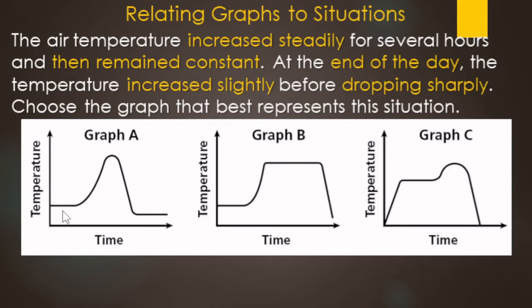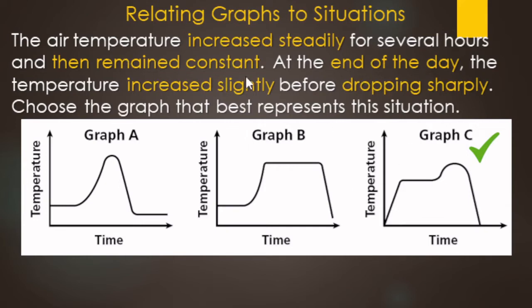So here we go. On this one, the temperature is staying the same, and then it increases, then it decreases, and then remains constant again. On this one here, it stays the same, increases, stays the same or constant, and then decreases or drops sharply. So this graph C, this one's the correct one. So here we go: increase steadily is here, and then remain constant.